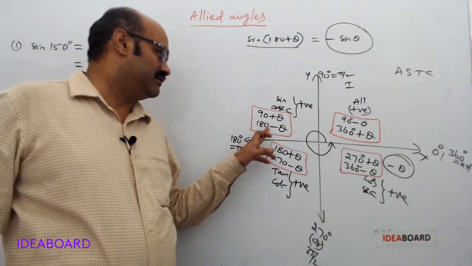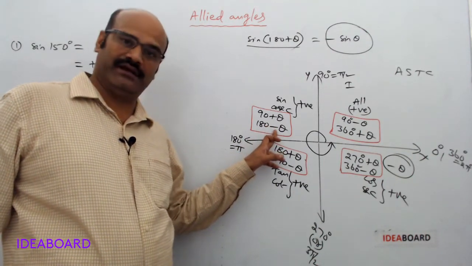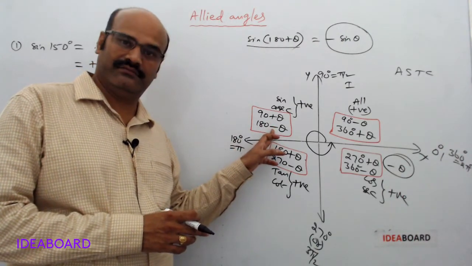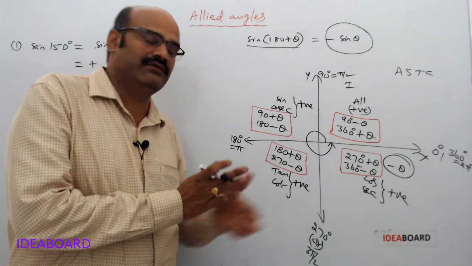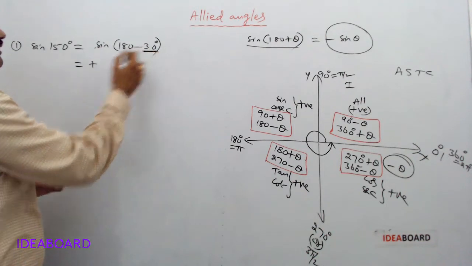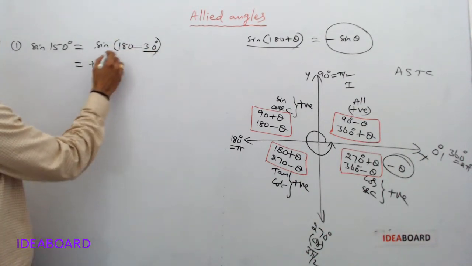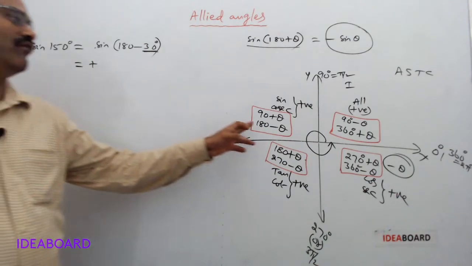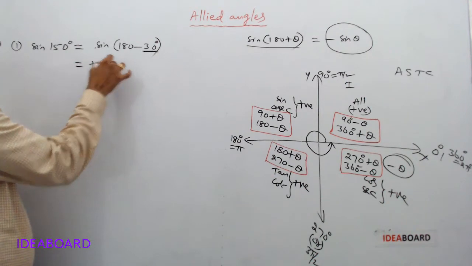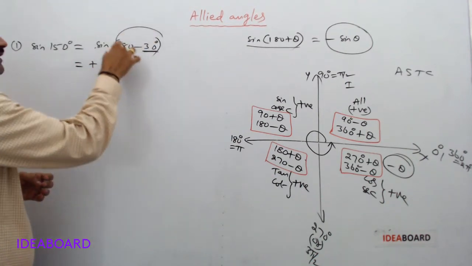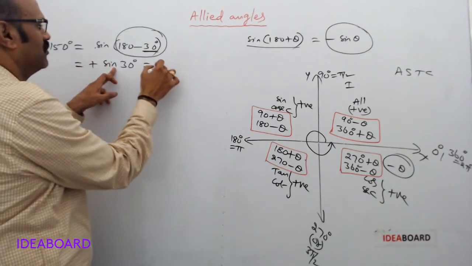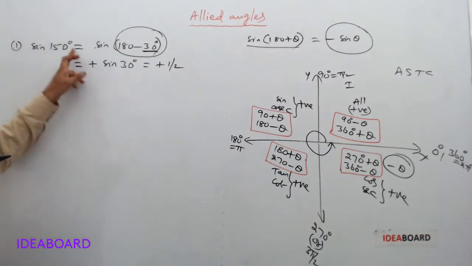Now, 180 minus theta is allied to theta. I told you that 180 minus theta is an allied angle to theta. 180 minus theta and theta are allied. So here we take theta equal to 30 degrees. Minus 180 means no change. Wherever you have 180 minus theta, 360 minus theta, there is no change. So sine only. For 180 minus theta, the allied angle is theta. So plus sine 30 equal to plus 1 by 2. So the answer is 1 by 2.